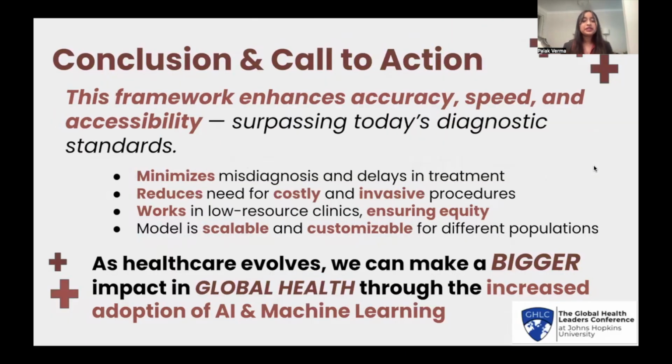Now, finally, to conclude, our goal was to build a scalable, accurate, and accessible diagnostic tool. Through our multimodal framework, we helped prevent misdiagnosis and reduce the need for invasive procedures. This brings us closer to health equity and shows the power of AI in global health, especially as we all come together to incorporate it in the future for a greater purpose.